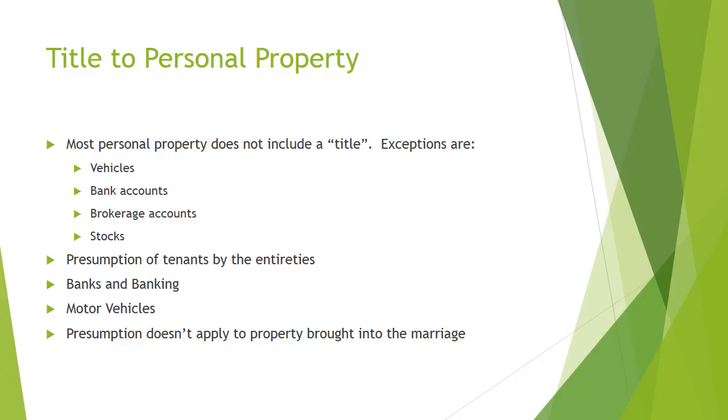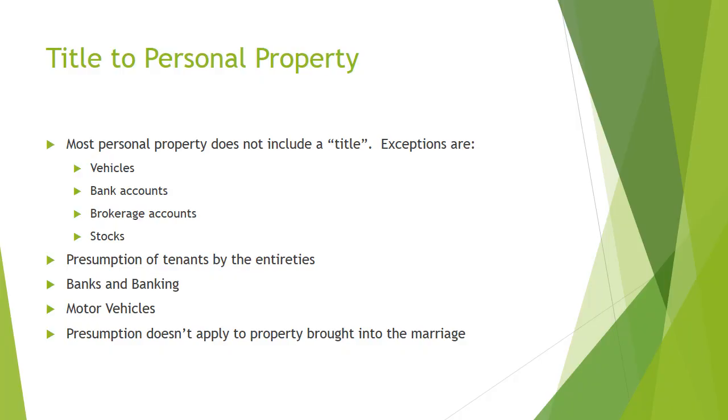Title to property. So when we have real property, we have a deed, and we look at those to figure out what is our title to the property. Most personal property does not include a title. Some exceptions are vehicles, bank accounts, brokerage accounts, and stocks. They do have a paper or an electronic sense where, for stocks and brokerage accounts, there is something that says this is jointly titled, a written type of document, if you will.